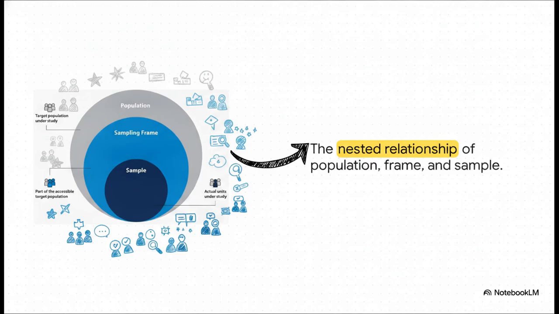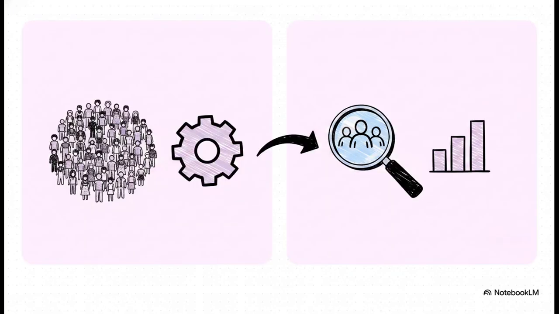But as we established, we can rarely access all of them, so we filter down one layer to the sampling frame, which is the accessible part of that target population. Finally, we drill all the way down into the center, the sample itself. The sample is just that specific subset of the population chosen for the study. And here's the crucial part. How well this tiny inner doll represents the giant outer doll completely determines how trustworthy your research results are going to be.